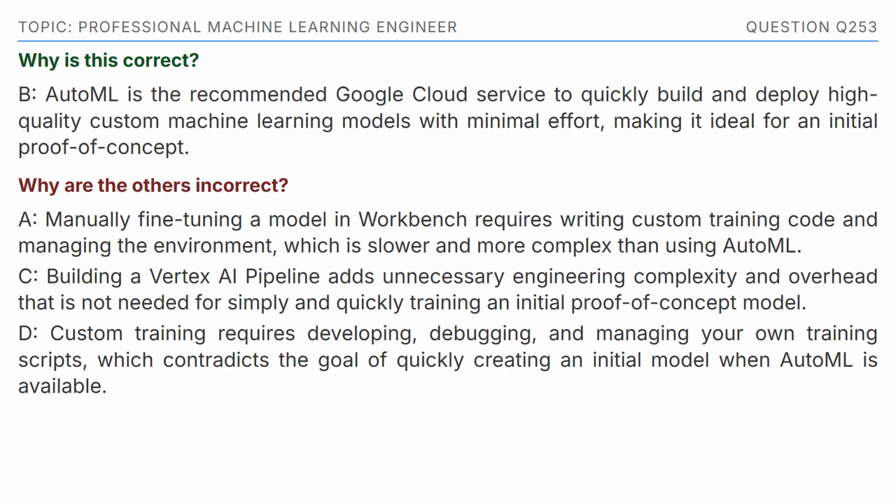Why are the others incorrect? A. Manually fine-tuning a model in Workbench requires writing custom training code and managing the environment, which is slower and more complex than using AutoML. C. Building a Vertex AI pipeline adds unnecessary engineering complexity and overhead that is not needed for simply and quickly training an initial proof-of-concept model. D. Custom training requires developing, debugging, and managing your own training scripts, which contradicts the goal of quickly creating an initial model when AutoML is available.